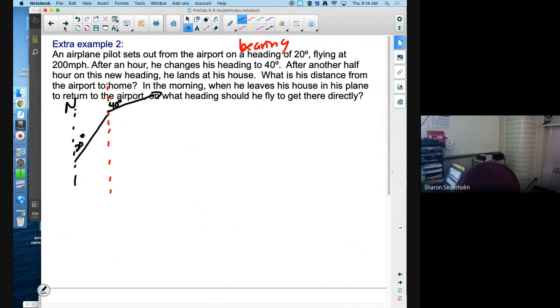So here's the house. Well, let's call this one A for airport, and let's just make this one B, but that's going to be where the house is. What is this distance from the airport to home? Well, that means there's our triangle being formed right there. In the morning, when he leaves his house in his plane to return to the airport, at what heading should he fly to get there directly?